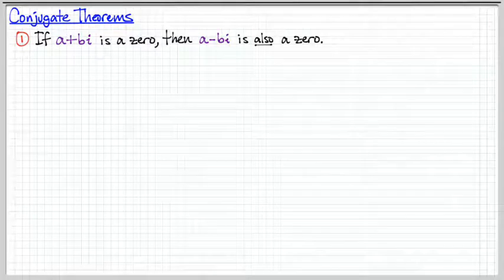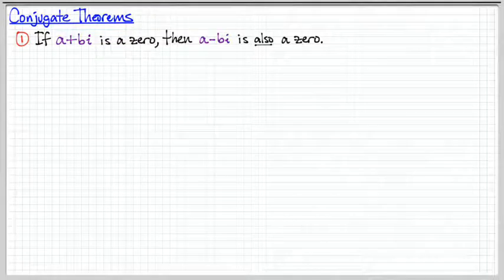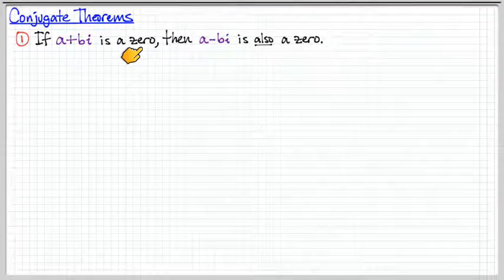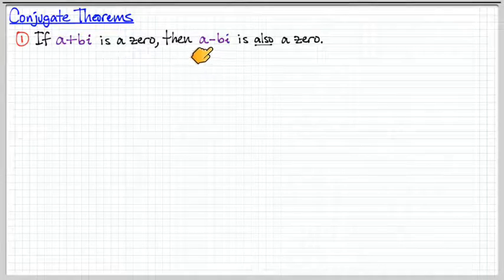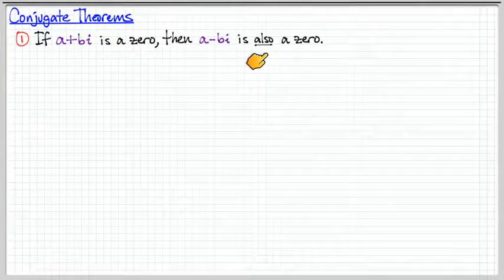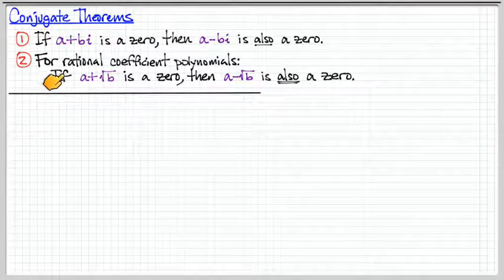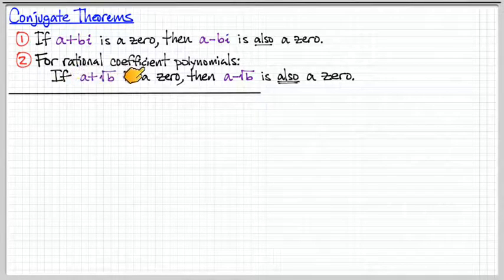Let's move on to what we call the conjugate theorem. The conjugate theorem states this. If I know that a plus bi is one of the zeros, one of the solutions to f of x equal to 0, then I also know that a minus bi is also a zero. We can say the same thing, and this is a key case, assuming we have rational coefficients for our polynomials.